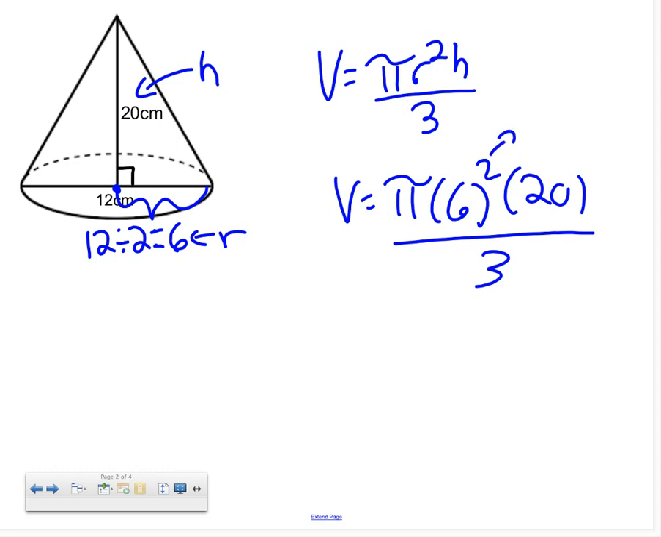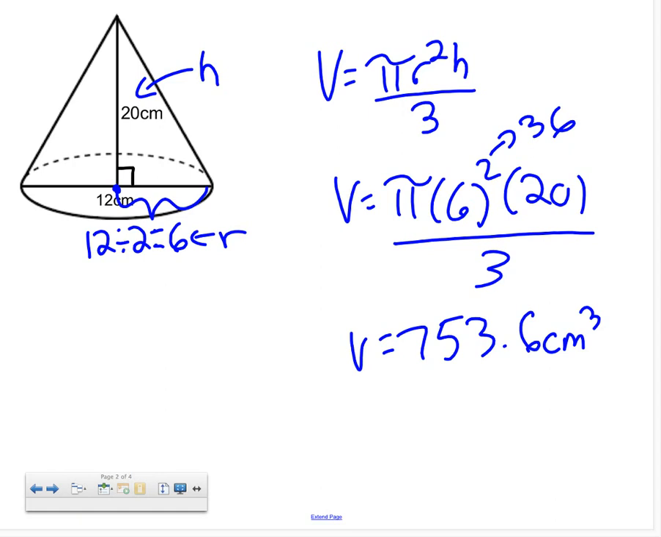So I'm going to say 6 squared here, that's 36. So now I can multiply and divide in any order I want. So I will do 36 times 3.14, which I'll use as my substitute for pi, times 20, get that answer, and divide it by 3, and I end up with 753.6 in cubic centimeters.